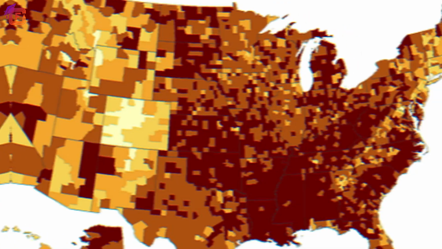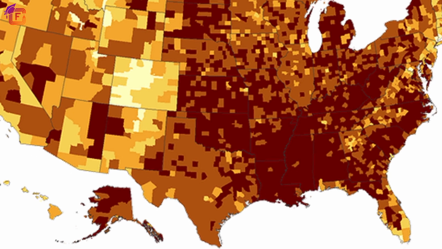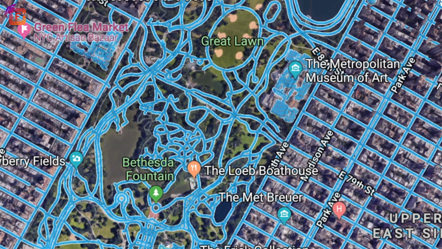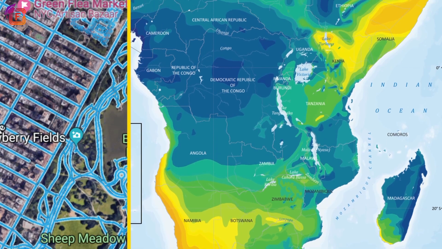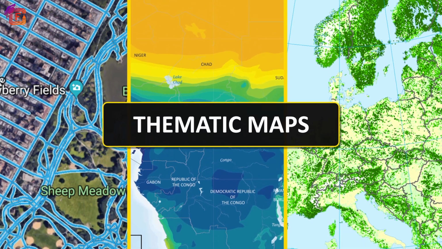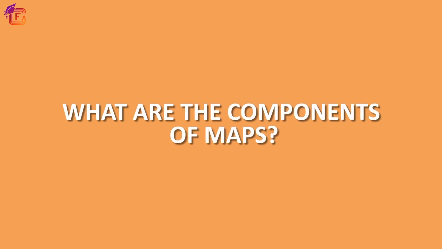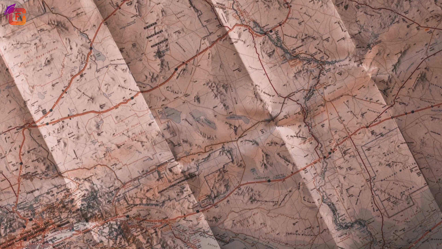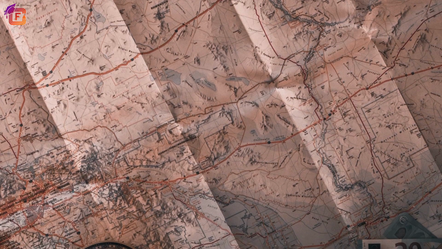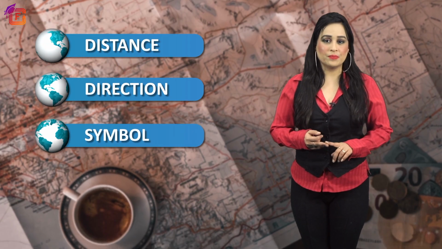In the previous chapter, we have learned about thematic maps. The maps which focus on specific information like road maps, rainfall maps, forest maps, etc. are known as thematic maps. Now, what are the components of maps? There are three components of maps. These are distance, direction, and symbol.